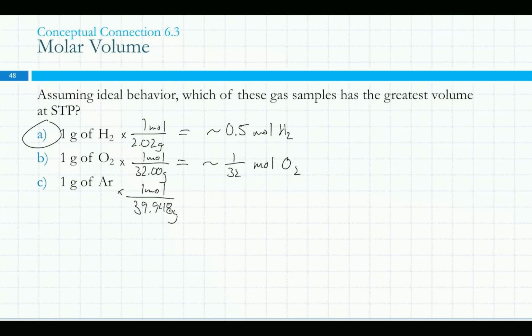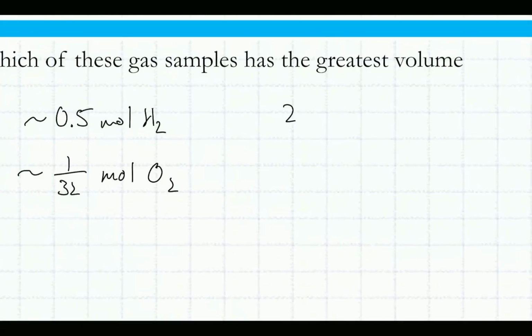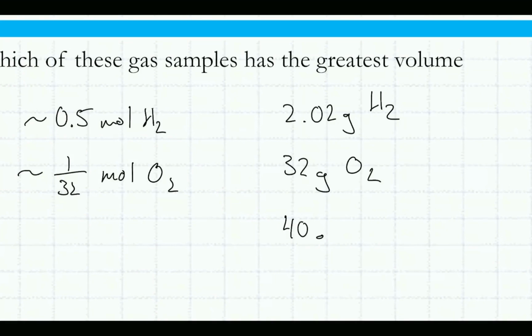If they have the same mass. So here we've got 1 gram of each, right? If I had different masses of each, say if I made it 2.02 grams of H2, and then 32 grams of O2, and 40 grams of argon, now which one has a greater volume? Nope, it's just all the same.